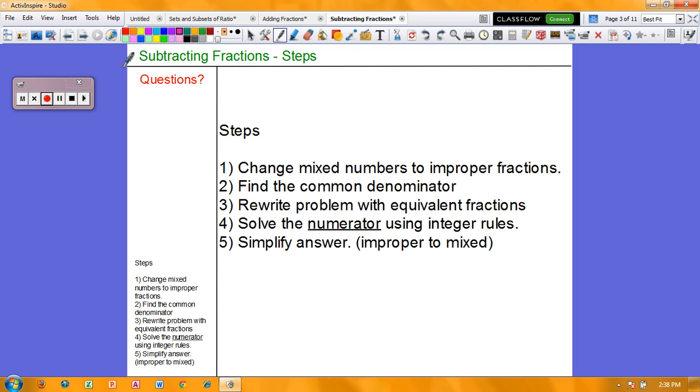Alright, so let's talk about how we're going to subtract our fractions. So we want to change mixed numbers to improper. We want to find the common denominator, rewrite with equivalent fractions, solve the numerator only using our integer rules, and then we'll simplify the answer, and if it's improper, we will make it a mixed number. So let's do some examples together.